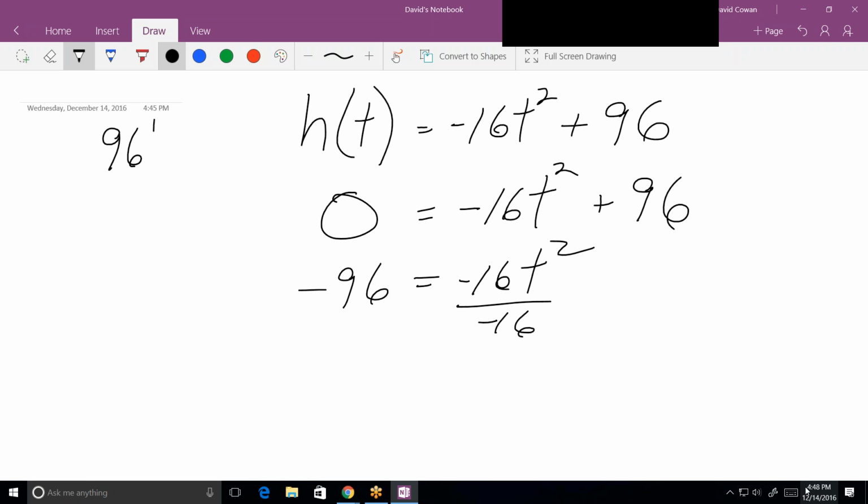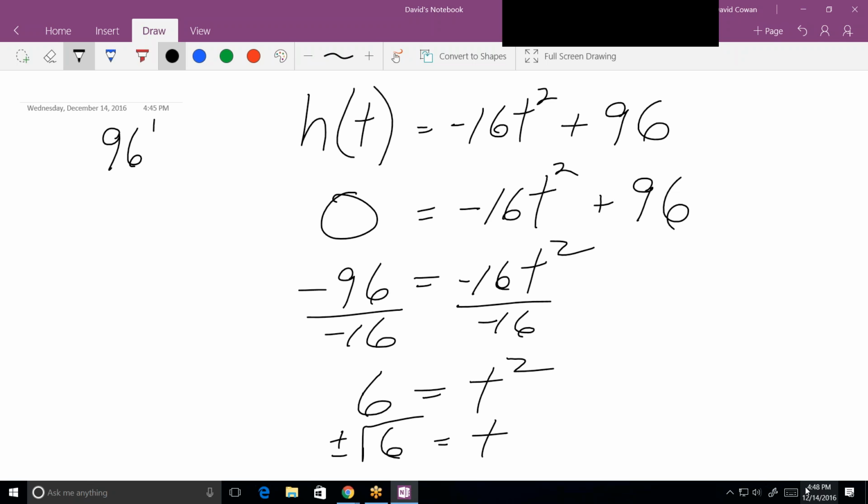Well, that's a good first step. That gives you 6 over here and leaves t squared over there. Now how do you get it down to just t? Oh, we need to square root each side. Correct. So t equals plus or minus the square root of 6.